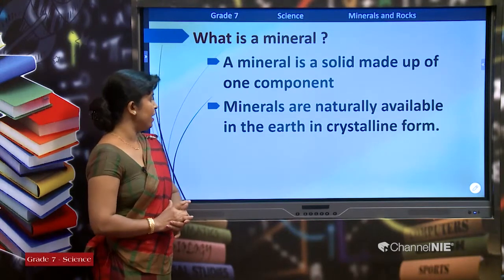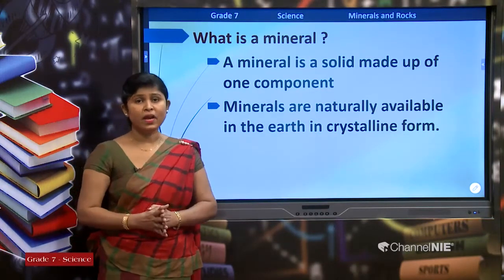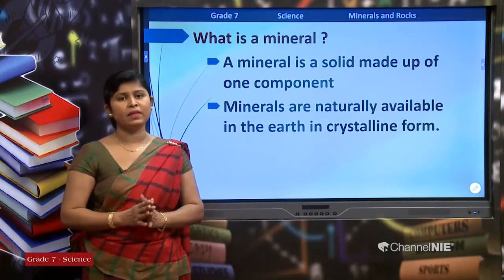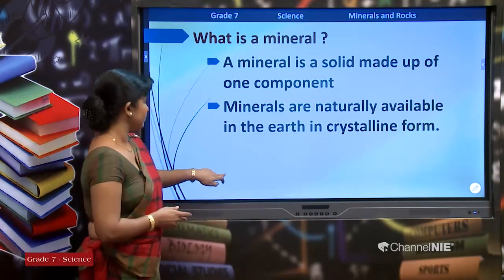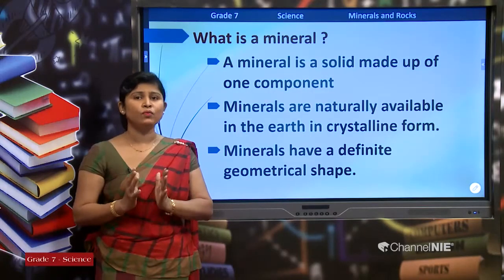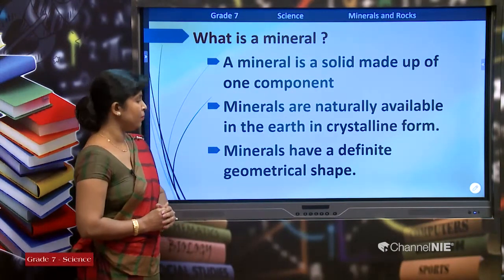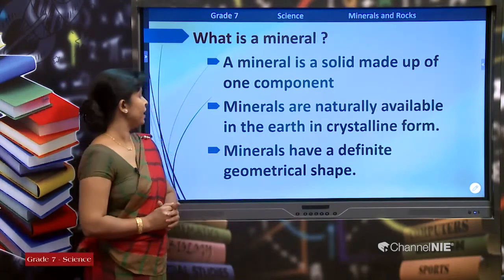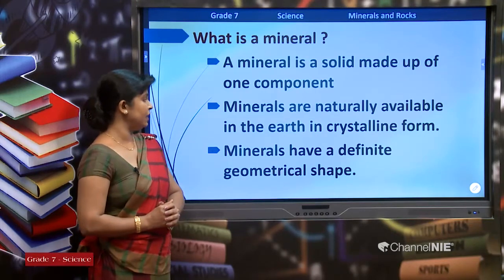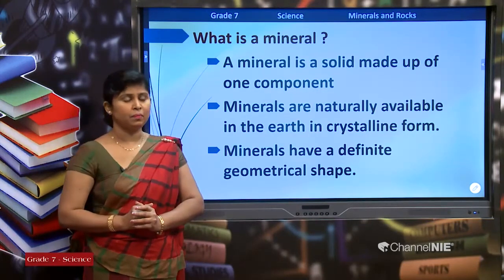Minerals are naturally available in the earth in crystalline form. I said that the minerals have got an orderly arranged structure, so they have got a crystalline form. They are in different shapes. Then minerals have a definite geometrical shape. It is very important, keep that in your mind. Once again let us read the features of the minerals. A mineral is a solid made up of one component, that means it is not a mixture. Minerals are naturally available in the earth in crystalline form. They have a definite geometrical shape, right.